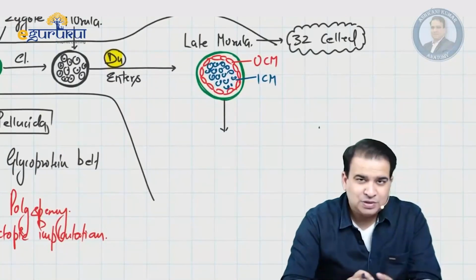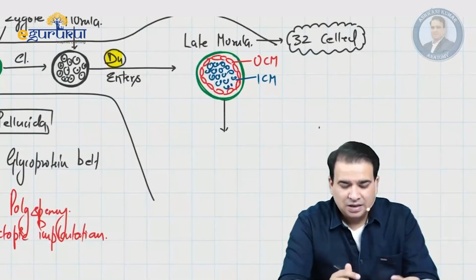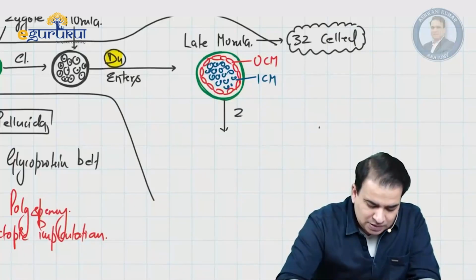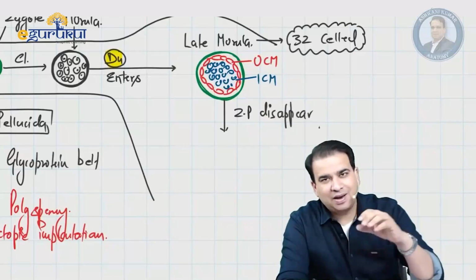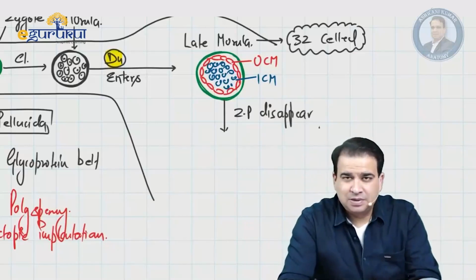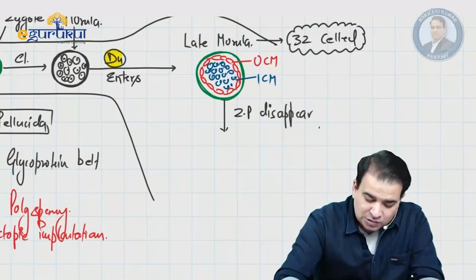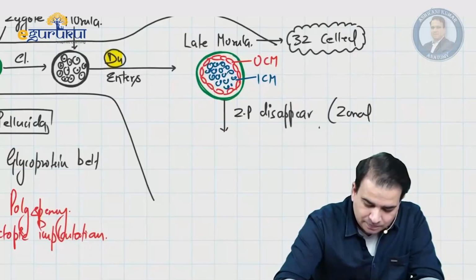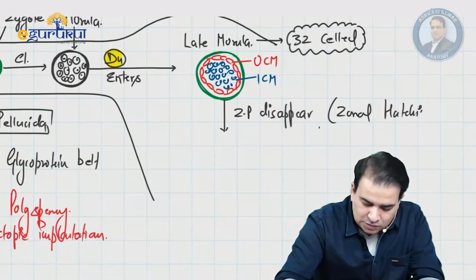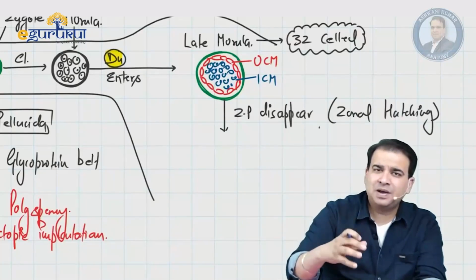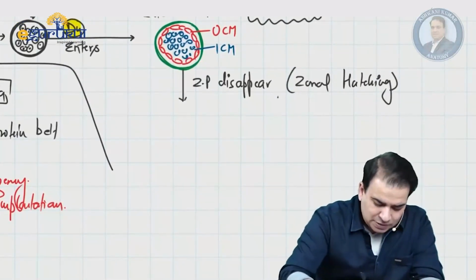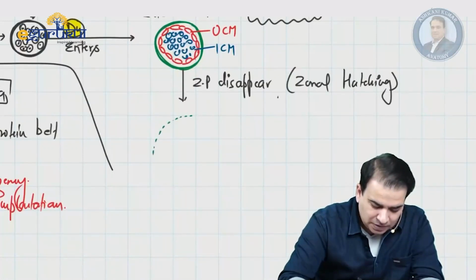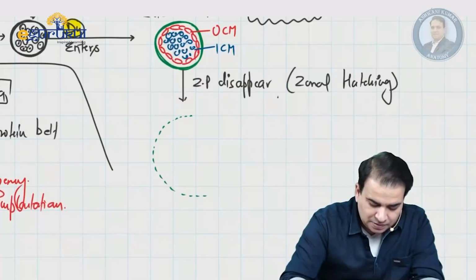Now the function of the zona pellucida is over. I mean the job of the zona pellucida is done. So this zona pellucida will disappear. The disappearance of the zona pellucida is basically like hatching this conceptus from outside of the zona pellucida. This is also called zonal hatching. When the zona pellucida disappears and the conceptus comes out of the zona pellucida, we call it zonal hatching. So guys, let me put these dotted lines here to represent the zona pellucida which disappeared.